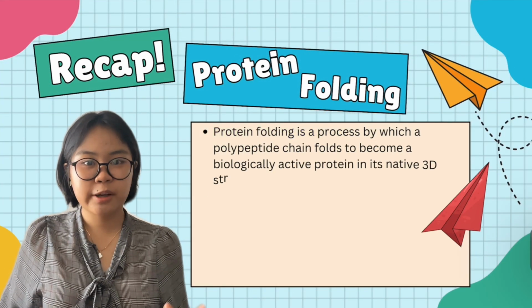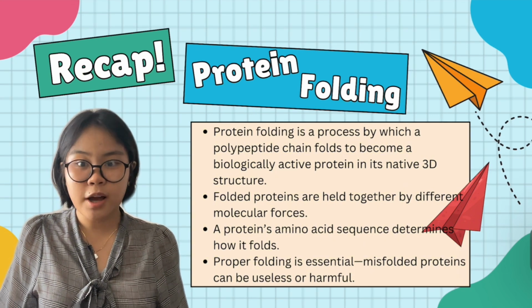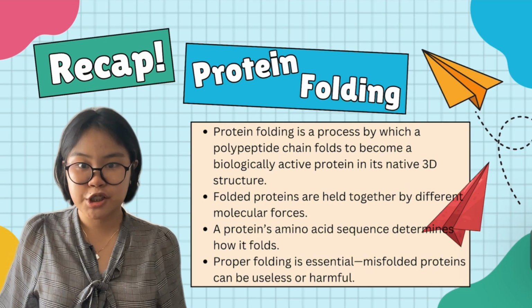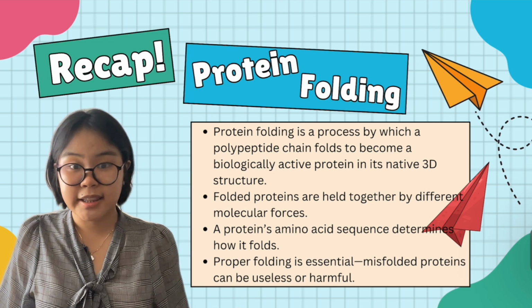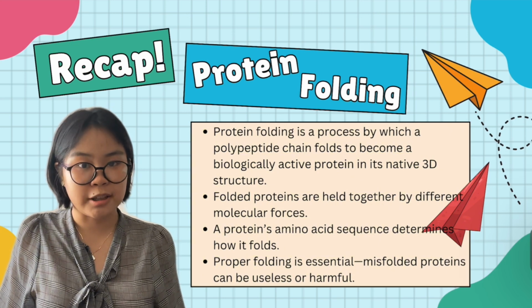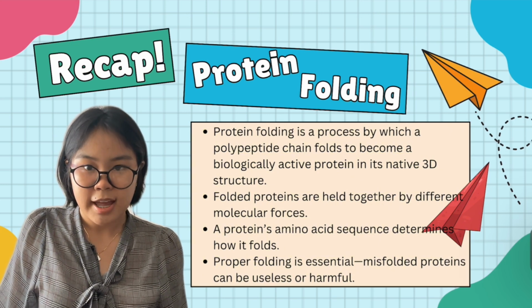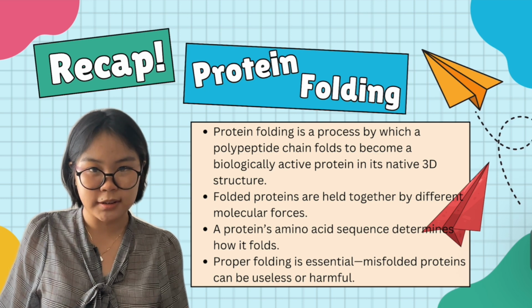So, quick recap. What is protein folding? It is a process by which a polypeptide chain folds to become a biologically active protein in its native 3D structure. These are held together by different molecular forces, and its amino acid sequence determines how it folds.